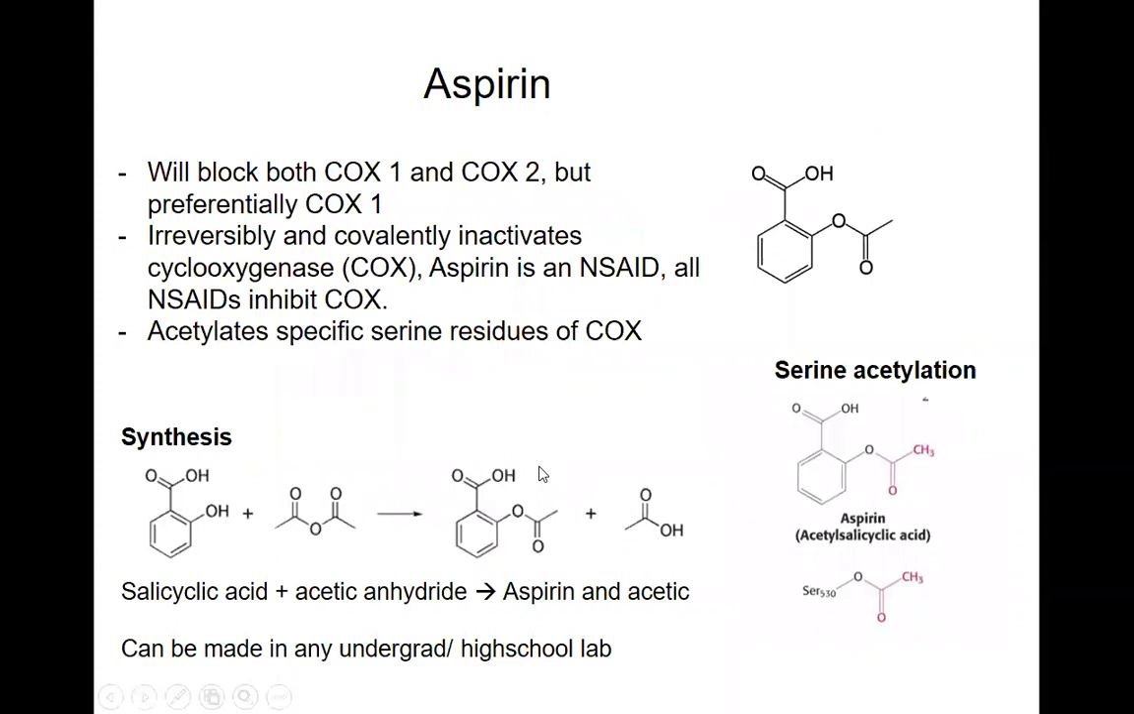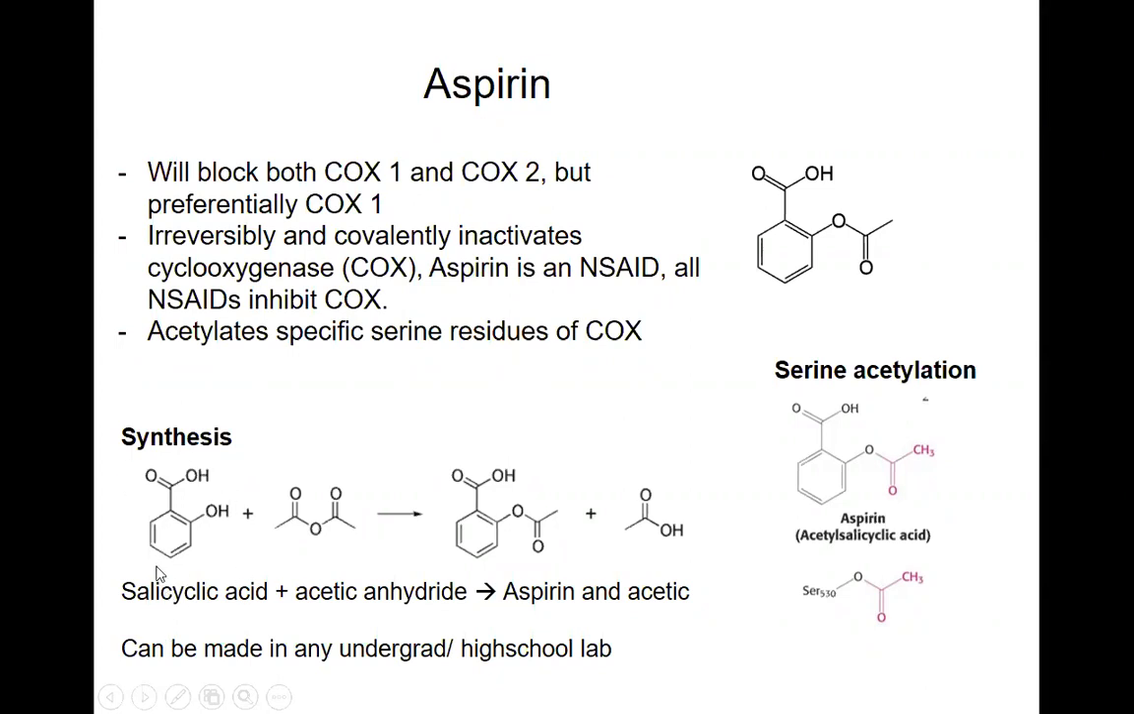You can make aspirin in any biochemistry or high school lab. So Bayer, the company that invented it, had a patent on it for decades, allowing nobody else to make it. After the patent ran out, the price dropped dramatically because it's super cheap and easy to make. I've done that when I was in high school. We made aspirin. I wouldn't recommend eating anything that you make in a lab. I would trust the pharmaceutical companies and not myself.